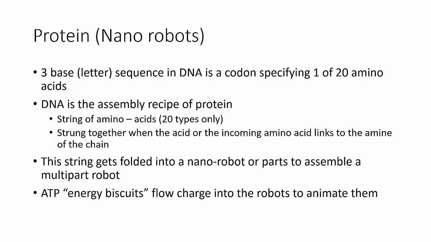The DNA is an assembly or a recipe for a protein. So it gets read and produces a string of amino acids. There are only 20 types. Now, don't worry, we're going to cover this a bit more in the next couple of slides. But these amino acids are strung together when the acid and the amino group fuse together, emitting a water, and chain together a bit like beads on a string. And this forms a fairly long loop.